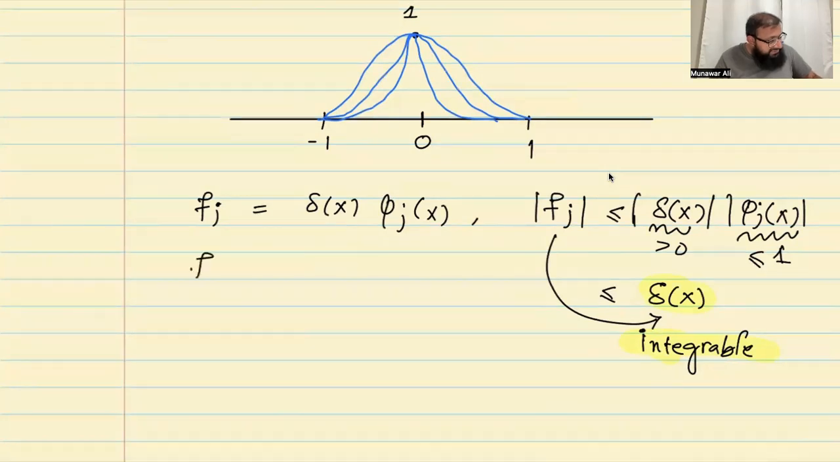And one more thing: these fj's go to 0 almost everywhere. Why? Because the delta function is 0 almost everywhere. At one point it has value infinity, but in the measure theoretic sense that one point has measure 0, so we do not think of that one point. The delta function is 0 everywhere except one point. It means we say the delta function is 0 almost everywhere.